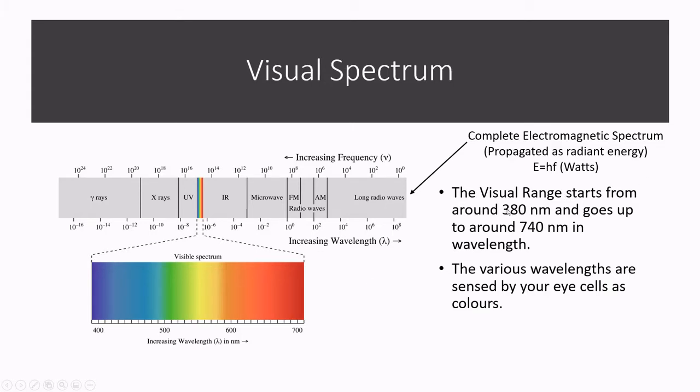This range normally starts from 380 nanometers and goes up to 740 nanometers. So it contains a range of wavelengths. These wavelengths are sensed by our eyes as colors.